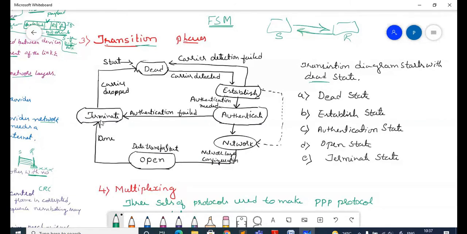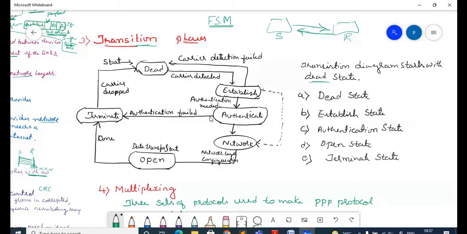There is another way. Whenever two parties agree for authentication, they will go for authentication. In case during that authentication process, if the authentication is not proper, if it has failed, then directly it will go to terminate state. It will not allow the sender and receiver to exchange the data. Directly it will be going to the terminate state. This is another cause where it can come to the terminate state.